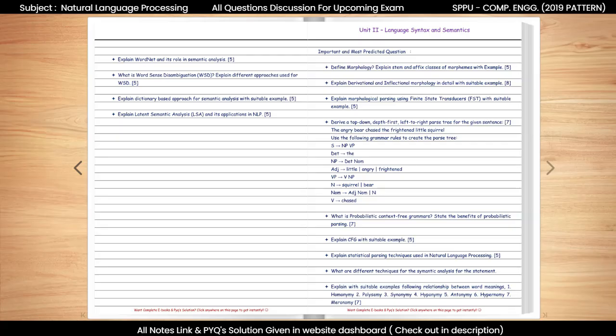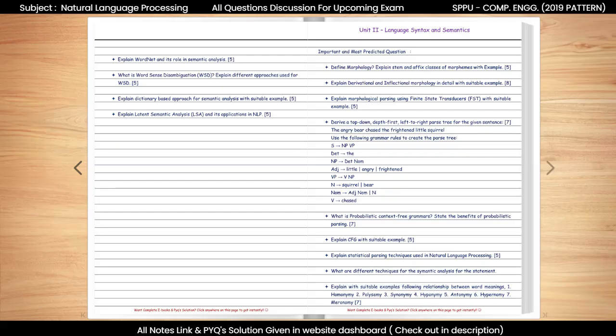Now, let us move on to our next important topic, relationships between word meanings. From this topic, we can expect questions such as, explain with suitable examples following relationship between word meanings: homonymy, polysemy, synonymy, hyponymy, antonymy, hypernymy, and meronymy.